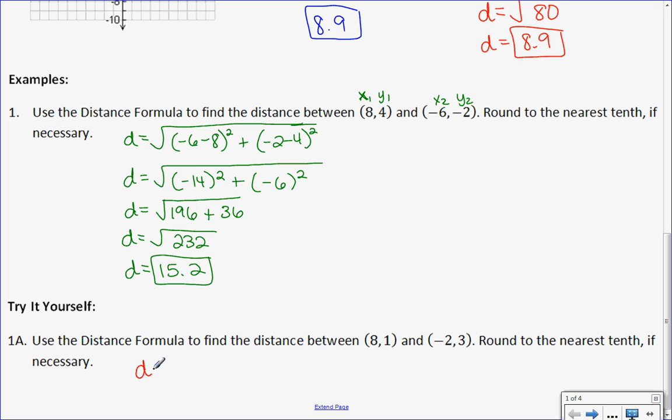Okay, for this one, you should have gotten that the distance is equal to approximately 10.2. Okay, let's go on to the next page.